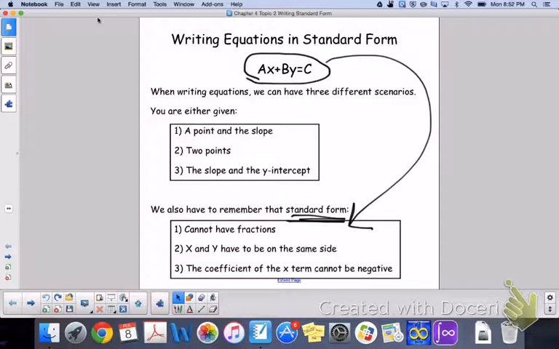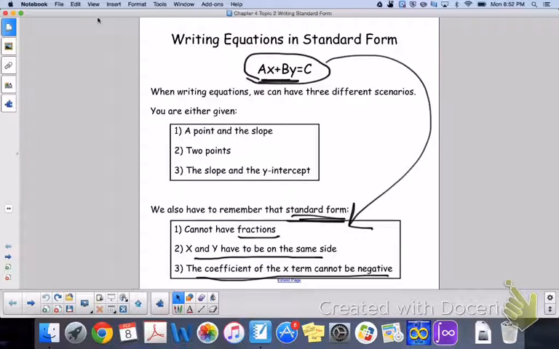Okay, I know in the other one you had m is the slope, b is the y-intercept, or x1 and y1 are your points. A, b, and c are just constants. They're just numbers. They don't stand for anything. So, a couple things about standard form. You cannot have fractions. Okay, so I'll teach you how to get rid of those. X and y have to be on the same side, ax plus by, and the coefficient of that x term cannot be negative, so it's got to be a positive ax plus or minus by equals plus or minus c.